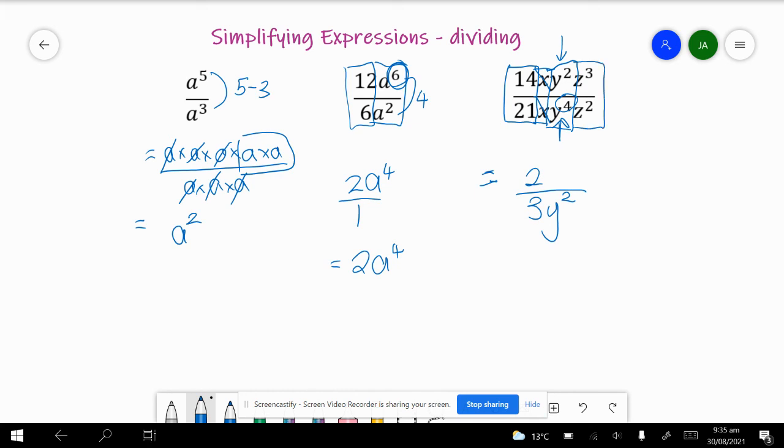If we look at the z, the same thing happens, but it's going to be on the top line because the biggest power, 3, is on the top line or the numerator. So 3 minus 2 is 1, so that's going to be z to the power of 1 on the top line. And that's how you simplify expressions by dividing.